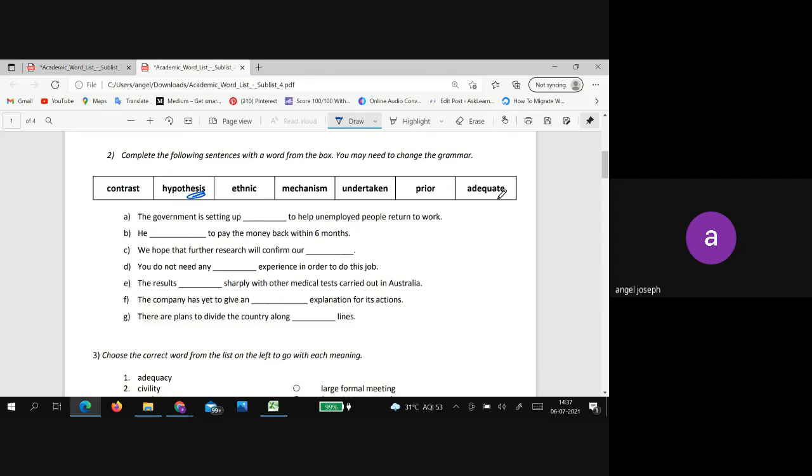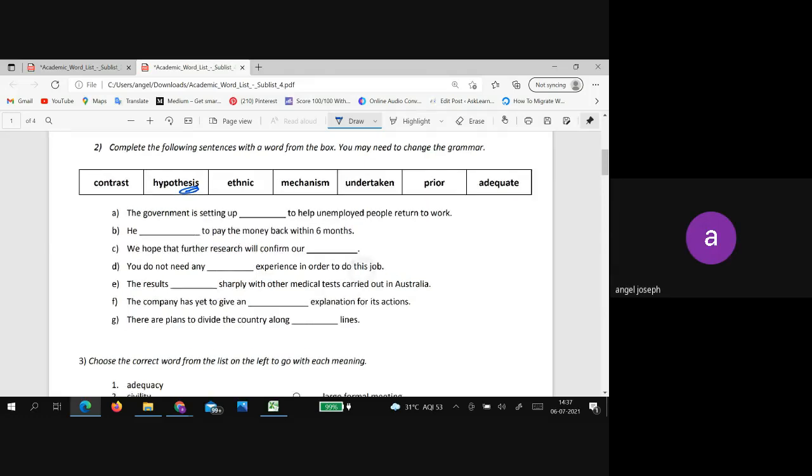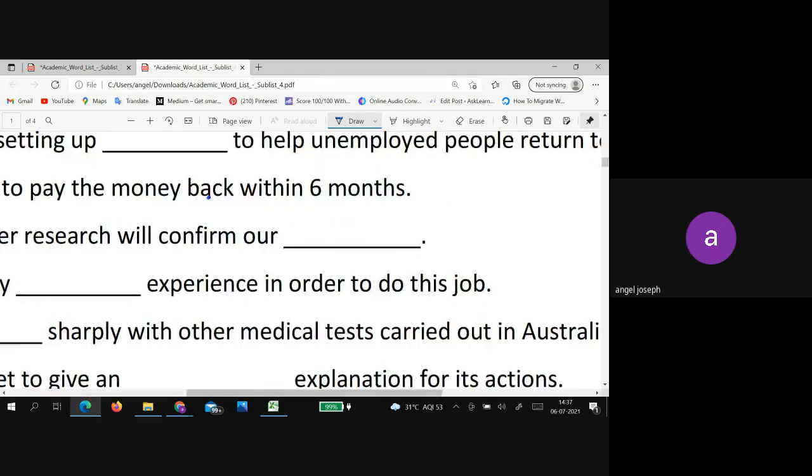Now look at these sentences. The government is setting up dash to help unemployed people return to work. What could be the word here? Is setting up what? Mechanism. Mechanism? Yes. Let's put mechanism here. Absolutely correct. 1 second, please.